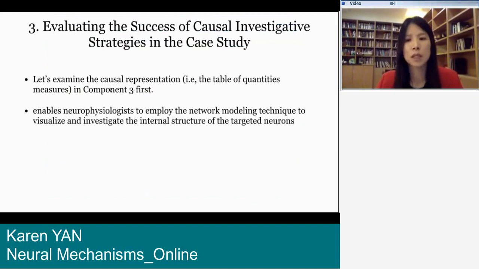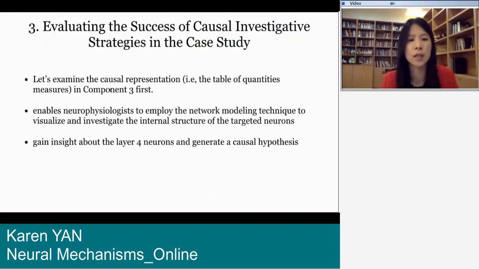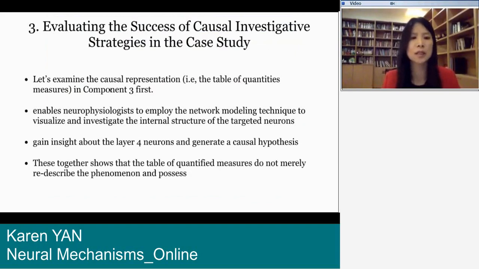This table of recording data, or quantitative measures, enables neurophysiologists to employ the network modeling technique to visualize and investigate the internal structure of the target neuron. As I showed you, they do the reconstruction of the neural structure and then generate a graph model of their causal connections. And as a result, they actually gain insight about the layer 4 neurons and generate a causal hypothesis. So in this case, this table of quantitative measures does not just redescribe the phenomenon.